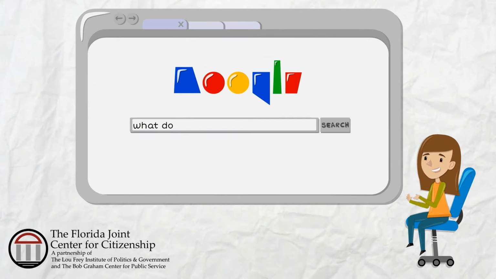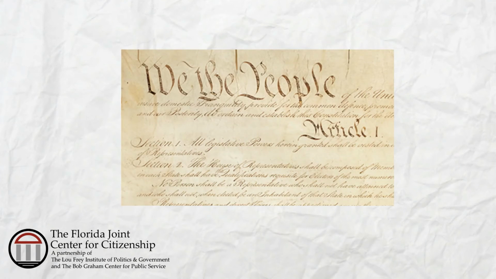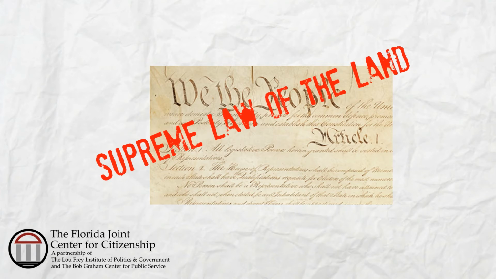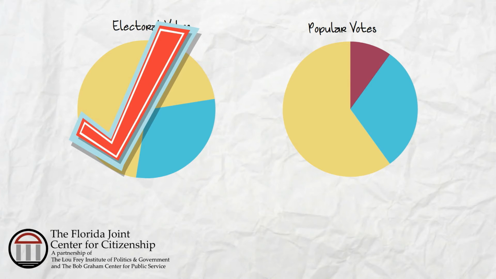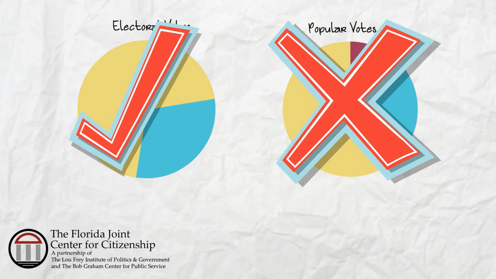So, now that we know where to find the Electoral College, let's explore what it actually does. Remember, the Constitution is the supreme law of the land, which provides us with the way that we organize our government, including how we elect our president. You only need a majority of electoral votes, not popular votes, in order to become president.